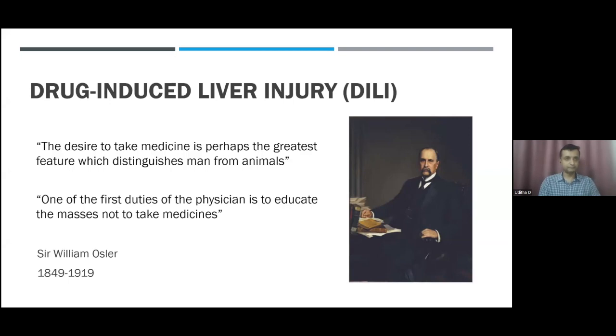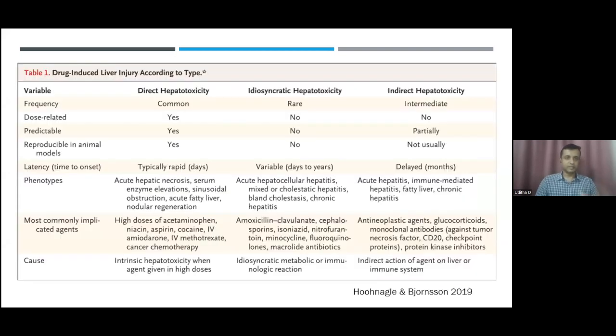So drug-induced liver injury is again one of the examples of drugs having unintended or unexpected detrimental effects. Just very briefly, there are several types of drug-induced liver injury. There are drugs that can cause direct hepatotoxicity, which is usually dose related. For example, high doses of paracetamol, or high doses of amiodarone, methotrexate, or chemotherapy.